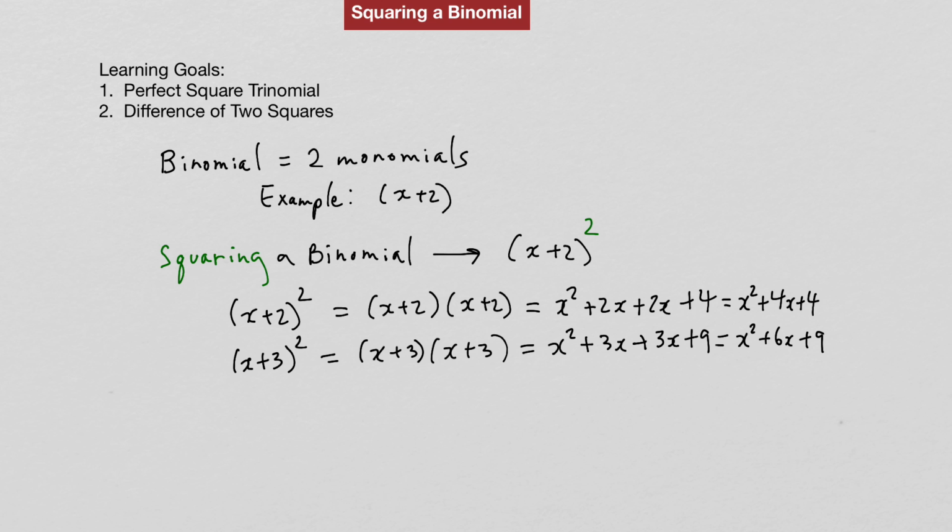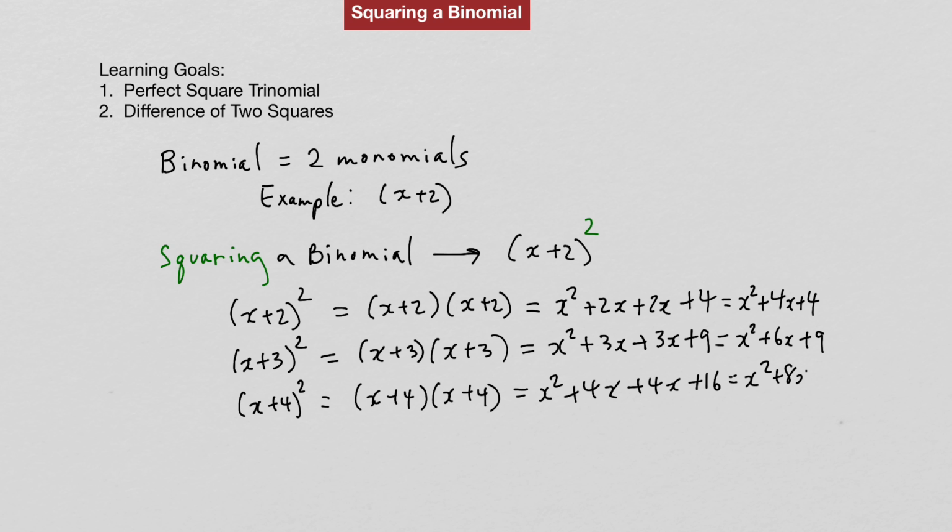Okay, and then adding one more example, x plus 4 squared. That gives us x plus 4 times the quantity x plus 4. Using the FOIL method again, we would get x squared plus 4x plus 4x plus 16 equals x squared plus 8x plus 16.